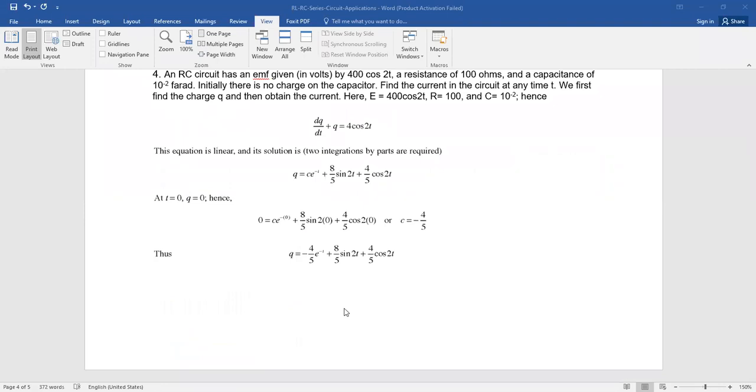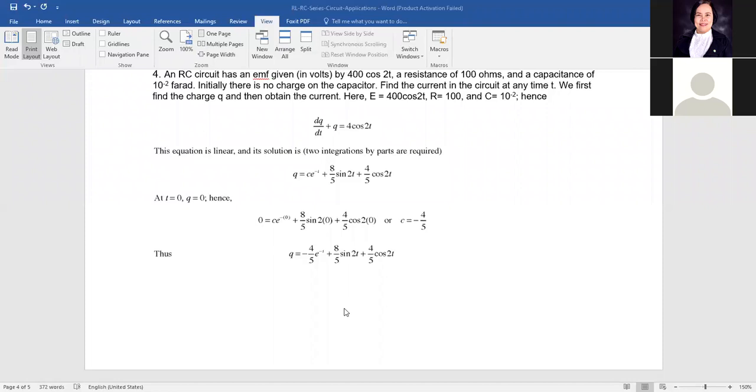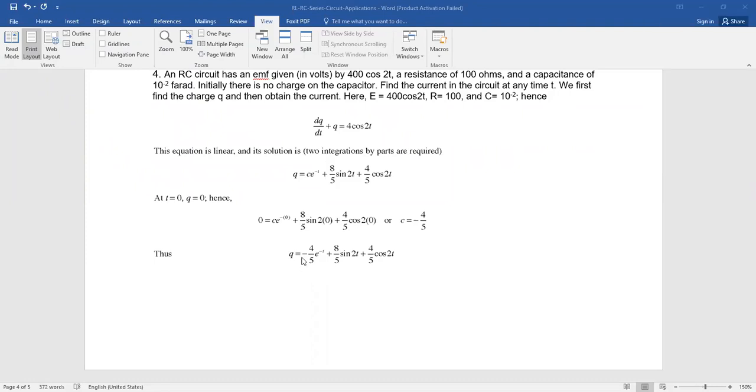What you have here is an equation of Q. But the problem is asking what is the current. So you're asked for the charge. This is your answer already. But then obtain the current. How will you obtain the current? What will you do? Differentiate, you mean. Very good, very good.